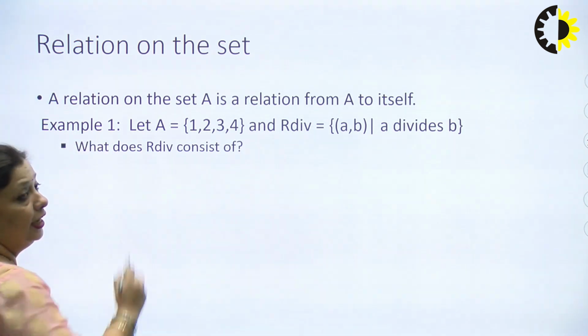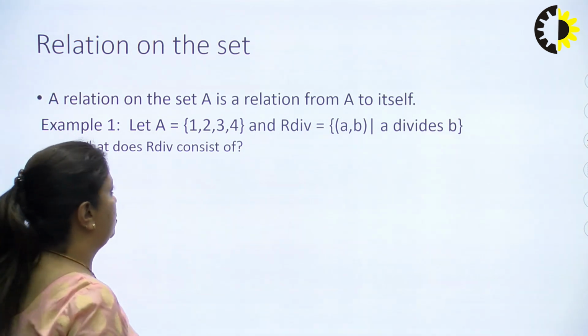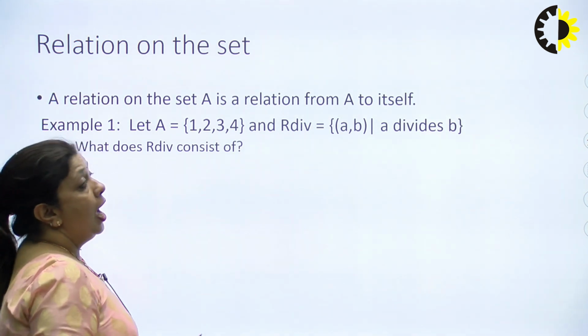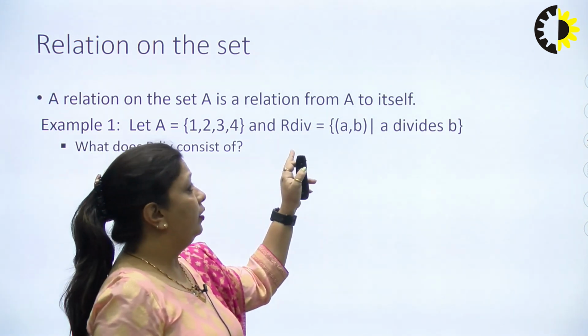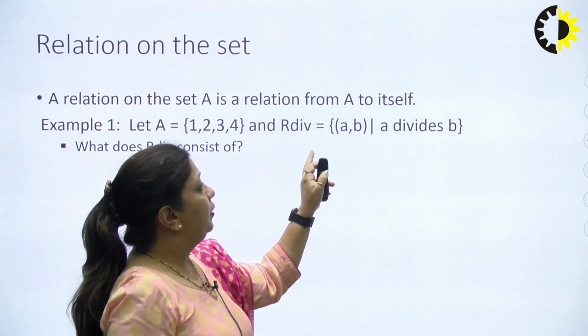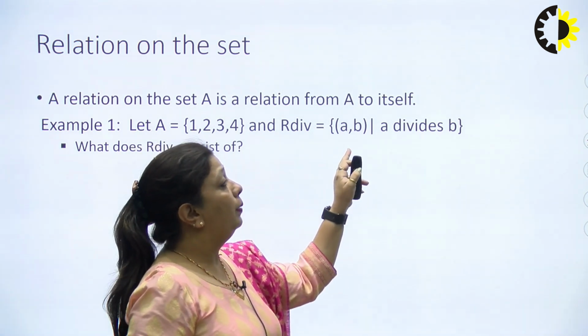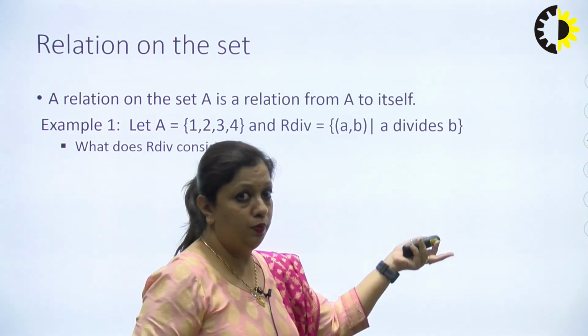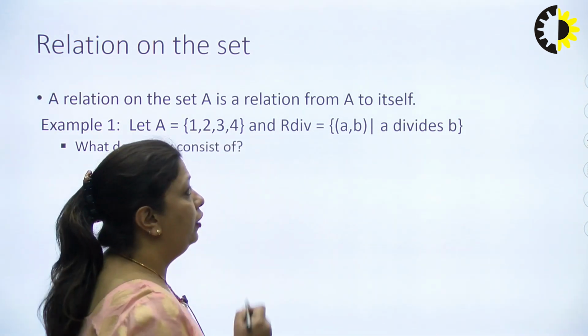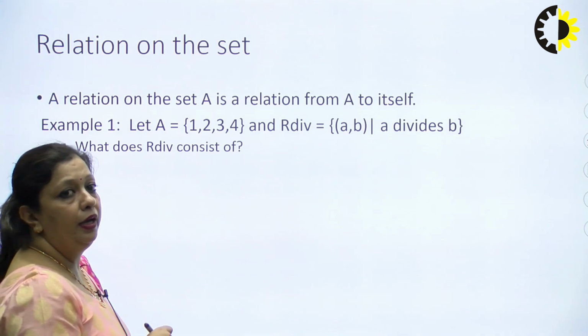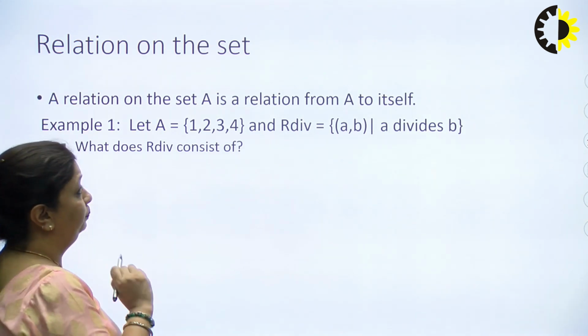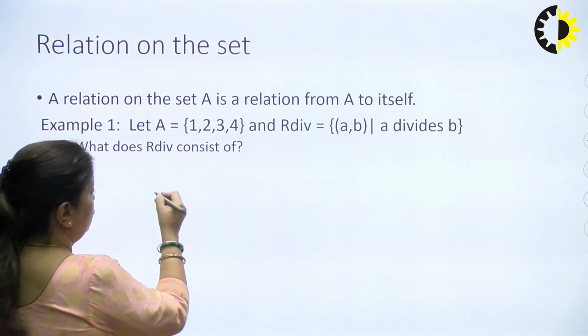Suppose you have a set A which contains 4 elements, 1, 2, 3 and 4, and the relation is defined with the name R_DIV. It will contain all the (a, b) pairs such that a divides b. So, we will have to check that only if a divides b, then only that pair can be included within the relation. So, let us see.